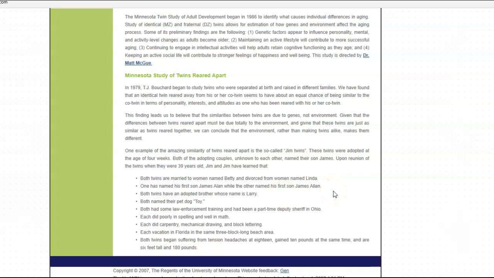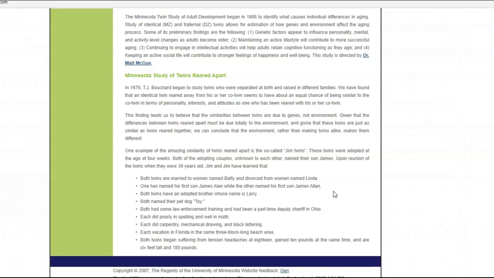they both married women named Betty and divorced women named Linda. One named his first son James Allen, while the other named his first son James Alan with a different spelling. Both twins have an adopted brother whose name is Larry. Both named their pet dog Toy. Both had some law enforcement training and had been a part-time deputy sheriff in Ohio.